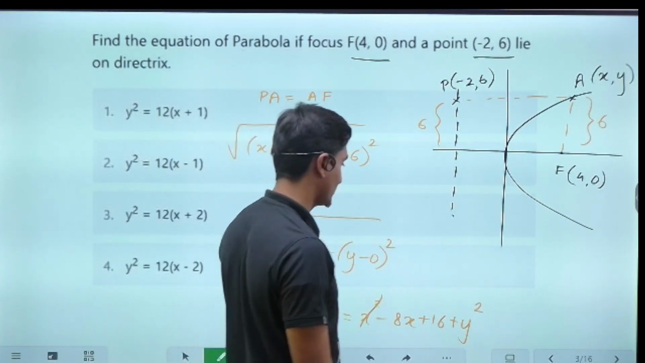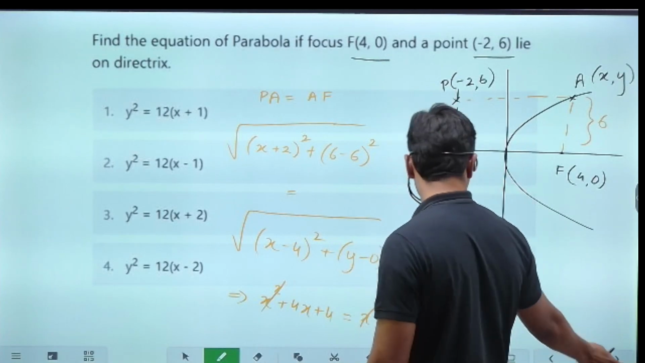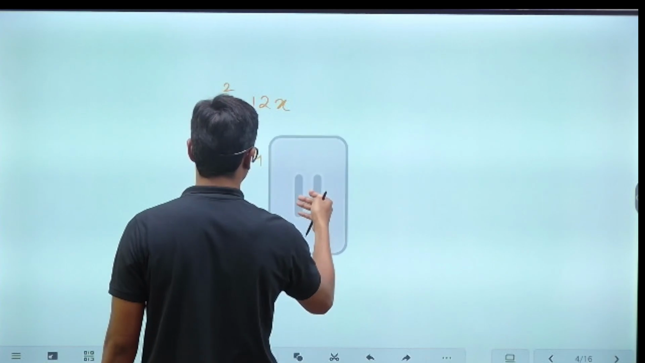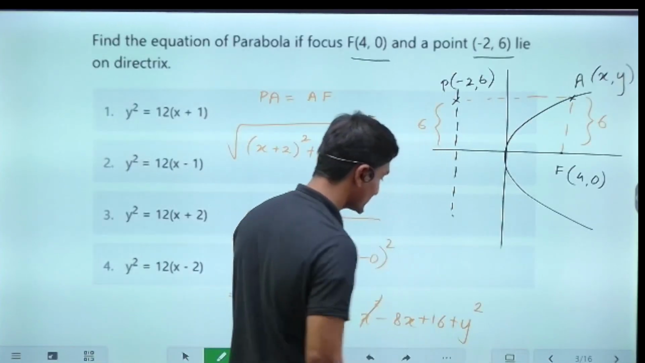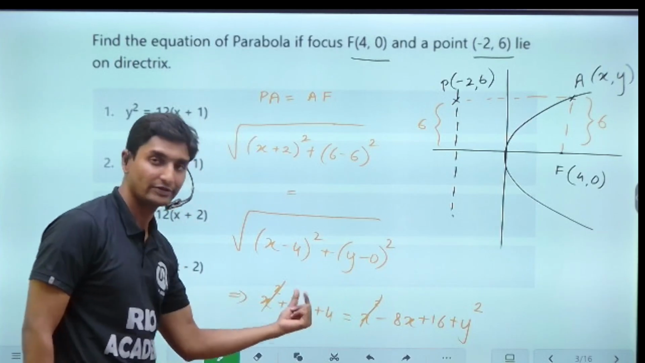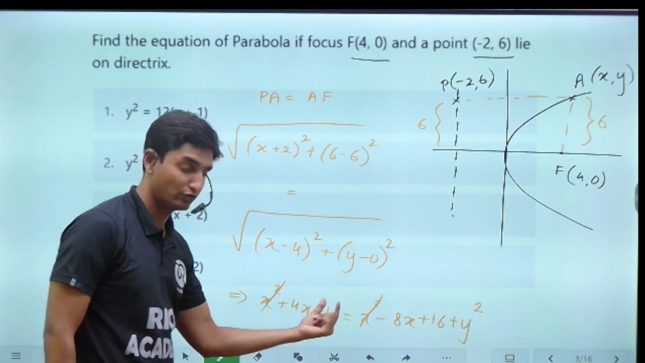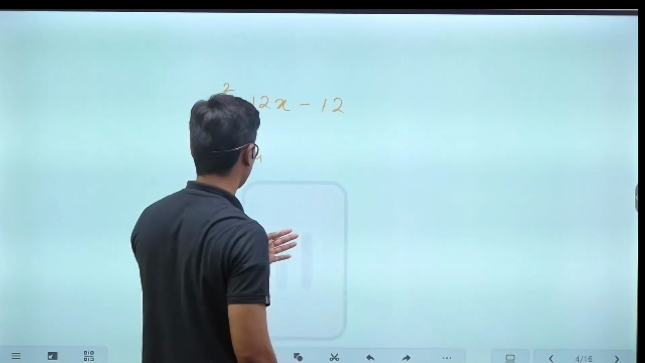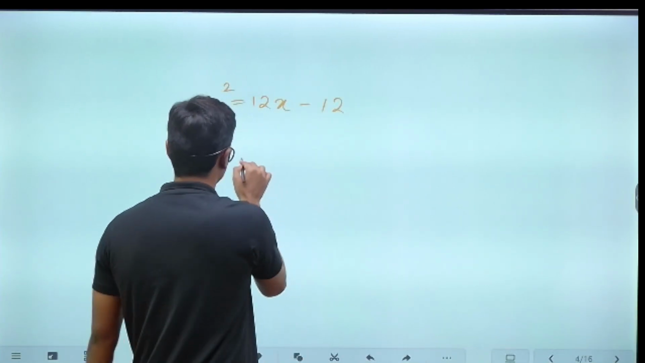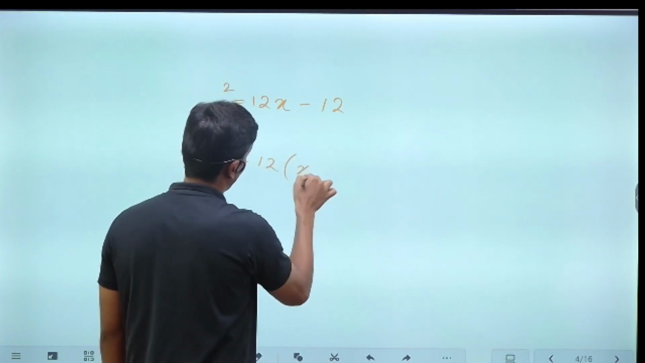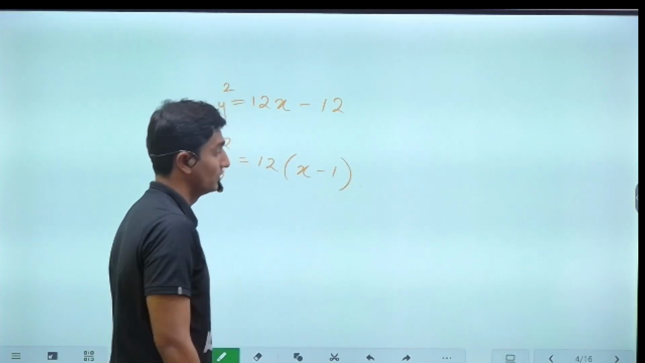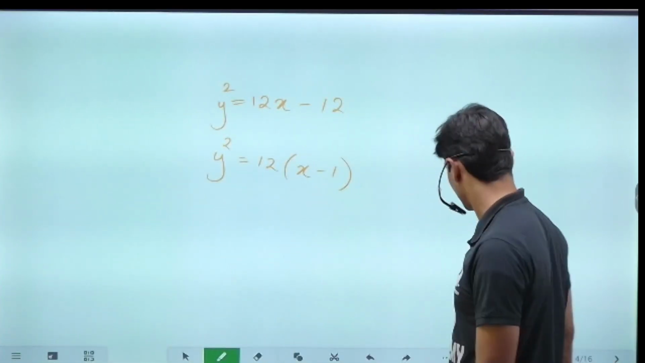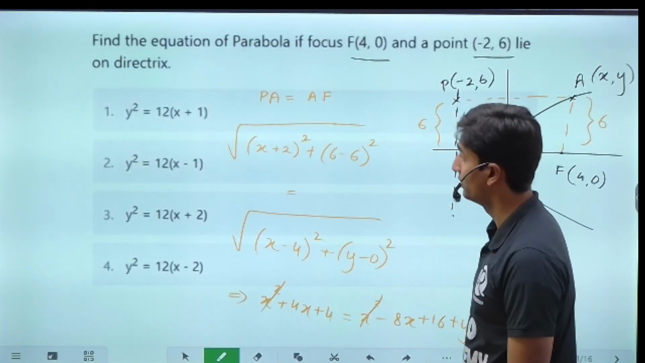Oh sorry, there's another 4 here, right? Sorry guys. See here, this 16, you'll take it to the left hand side: minus 16 plus 4, that will be negative 12. So 12x minus 12. Now you can take 12 common here. So 12 multiplied with x minus 1. So y square is equal to 12 into x minus 1, and that is nothing but option number B.